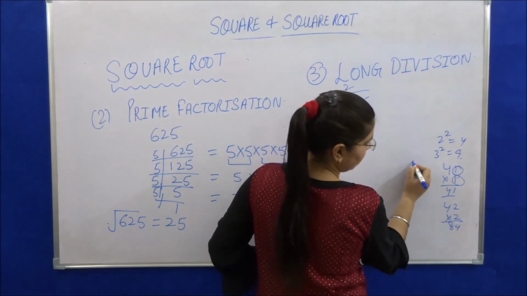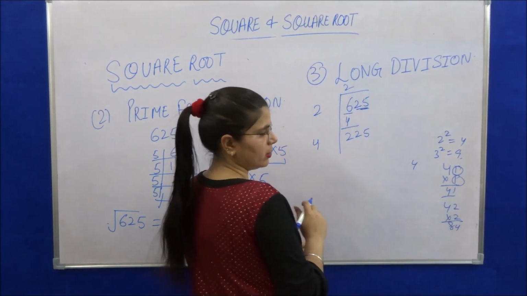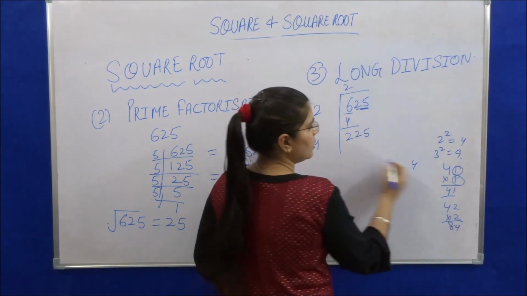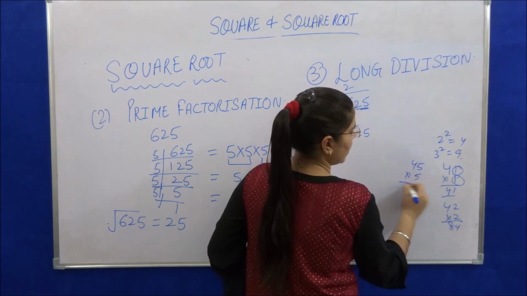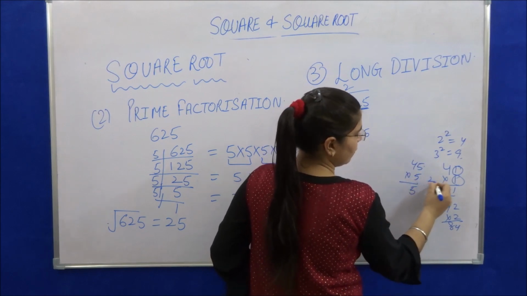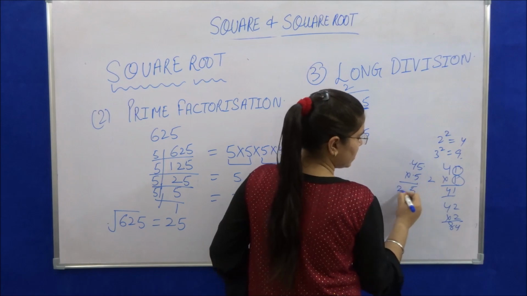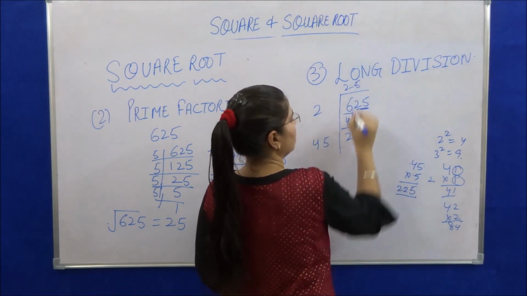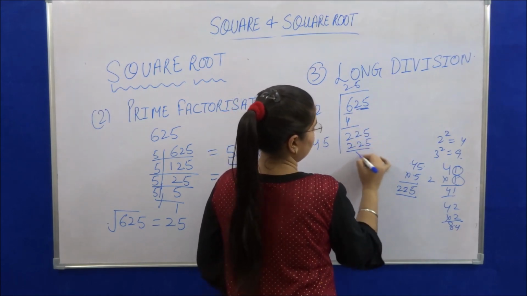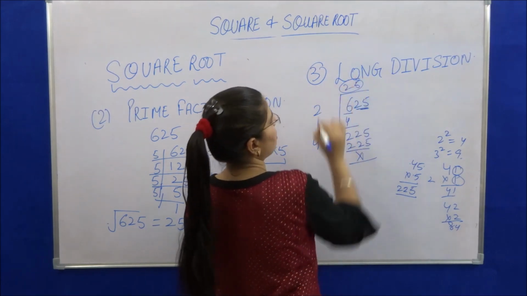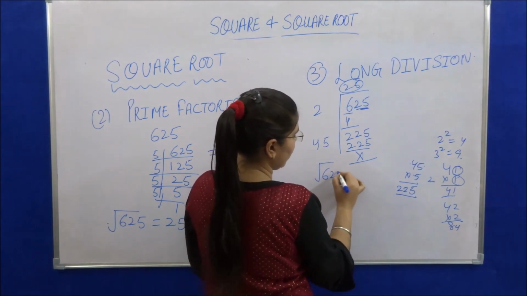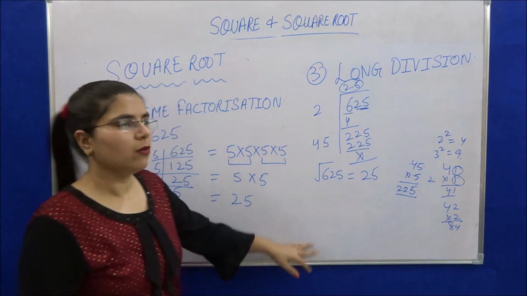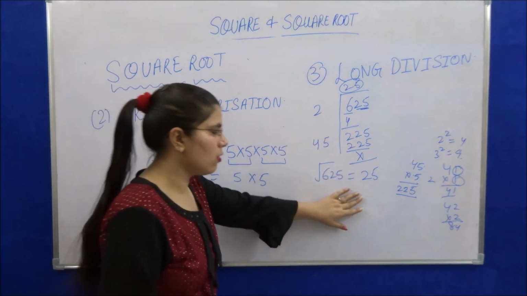In a similar way, here the number is 5. Instead of trying all the numbers subsequently, we will multiply with 5. 5 fives are 25. 4 fives are 20. 20 plus 2 is 22. So 45 times 5 is 225. So the square root of 625 will be equal to 25. In this way we can find the square root of any number.